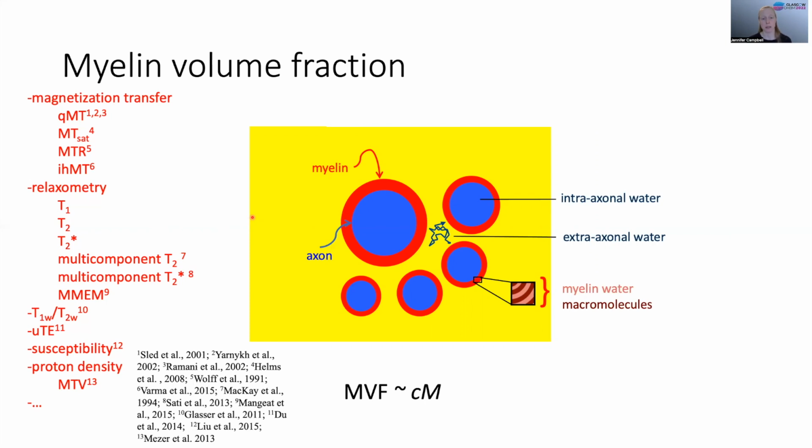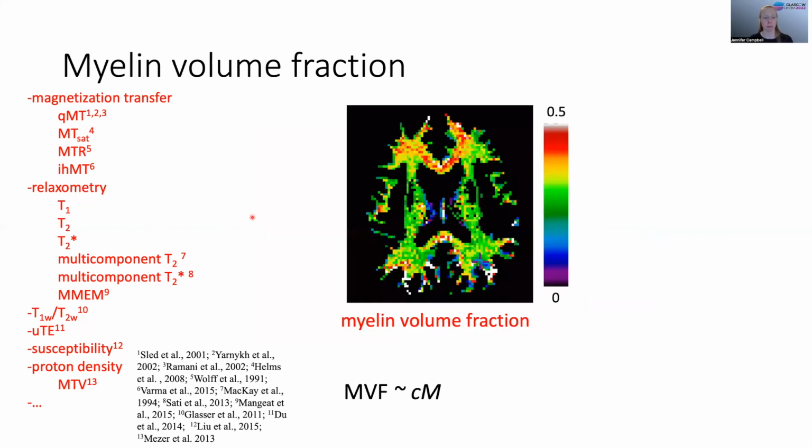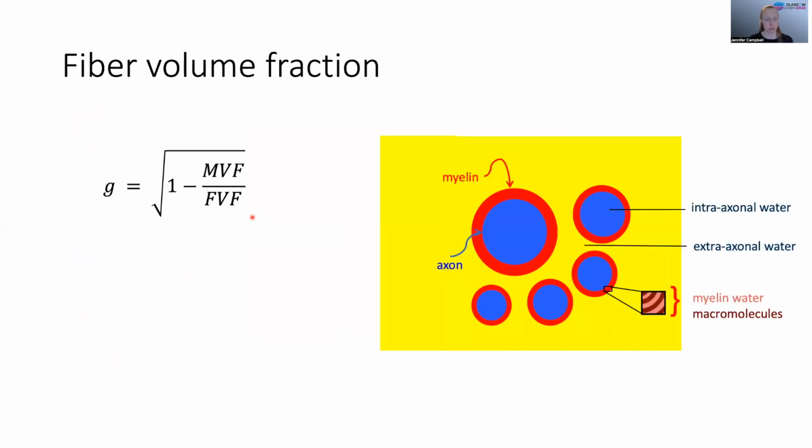Now, Siawish Mohammadi later in this symposium will talk about what happens when this relationship does not hold. For the time being, I won't say anything more about that, but one should be careful that it is an appropriate approximation. So from this, we can make a map of the myelin volume fraction, and we can plug this into the G-ratio formula here, as seen in the second equation here.